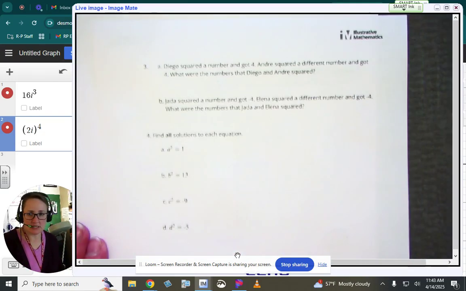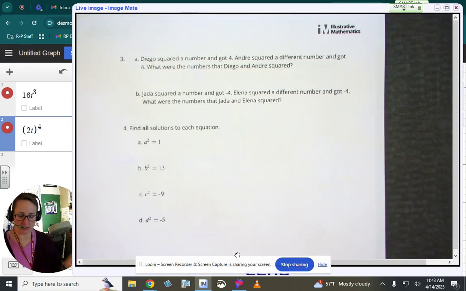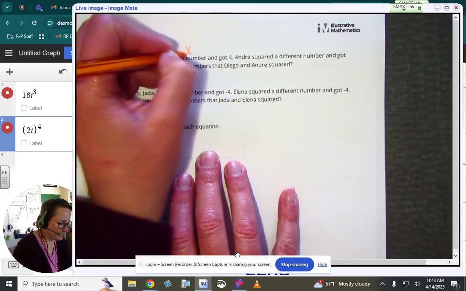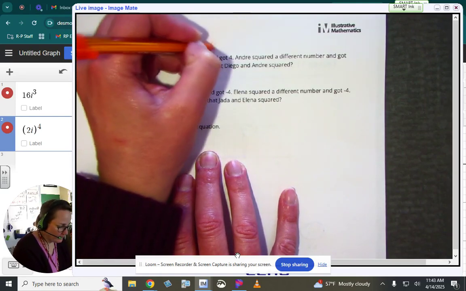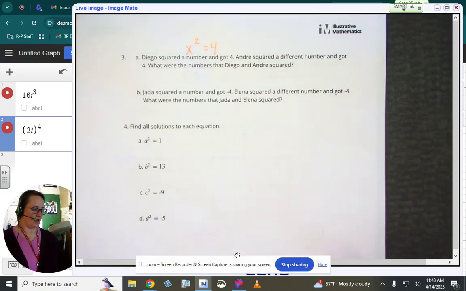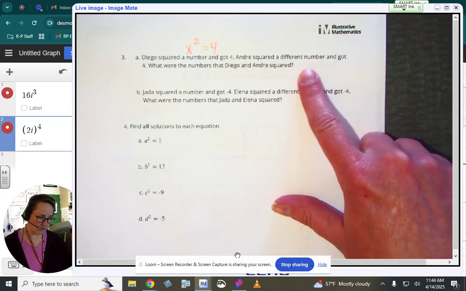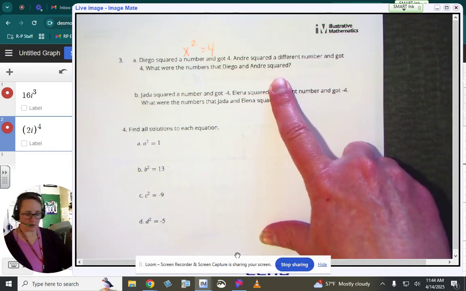Question number 3 on the next page. Diego squared a number and got 4. Okay, so that means he took some number, he squared it, and he got 4. Andre squared a different number and he got 4. What were the numbers that Diego and Andre squared?